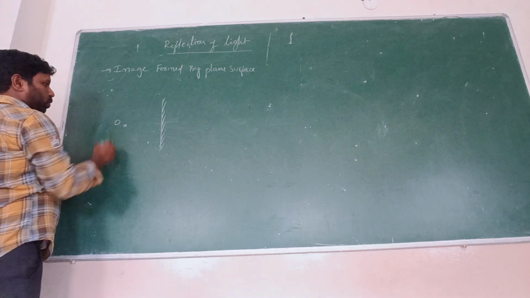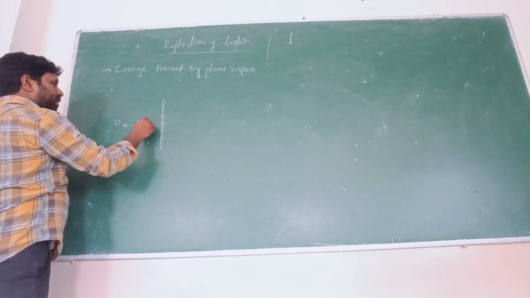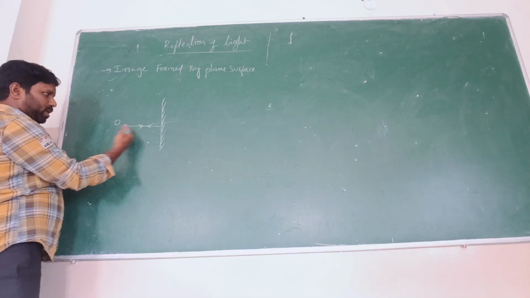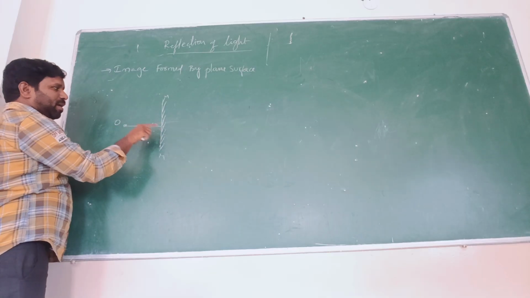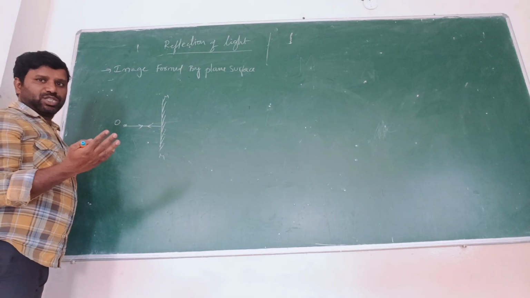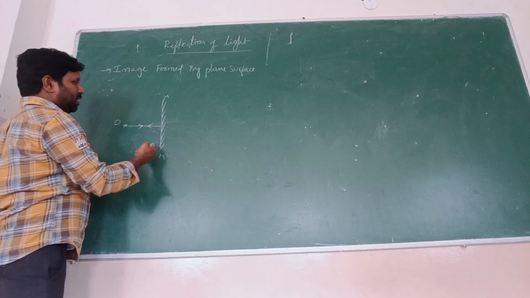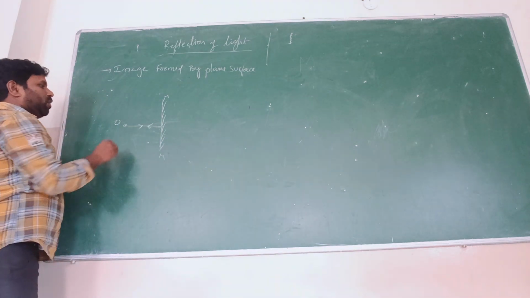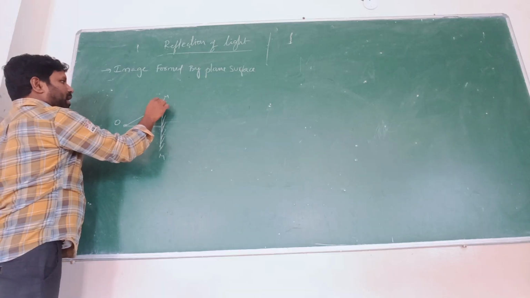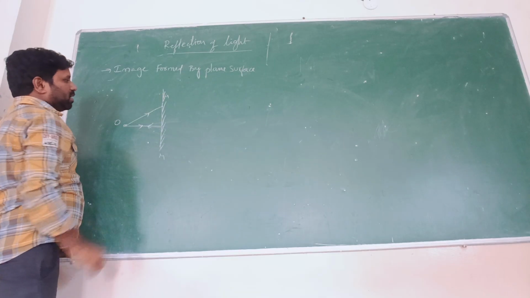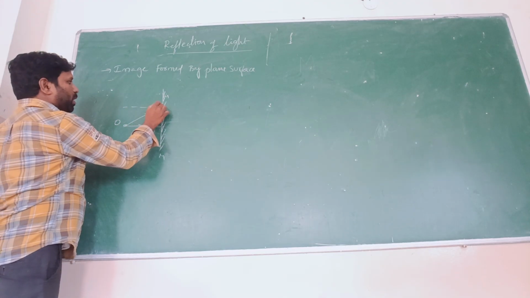Point size object O. From here, a light ray is incident on the mirror and comes back. Why is it coming back? Whenever a light ray is incident perpendicularly, there is no chance for it to move at a certain angle, so it comes back. Now another light ray is incident at a certain point; as we discussed earlier, at the point of incidence we should draw a normal line.